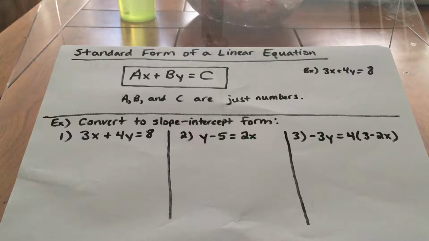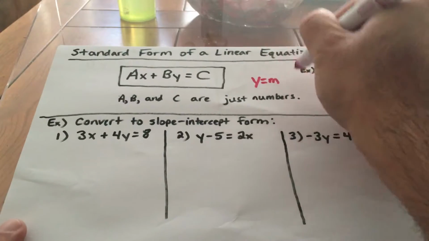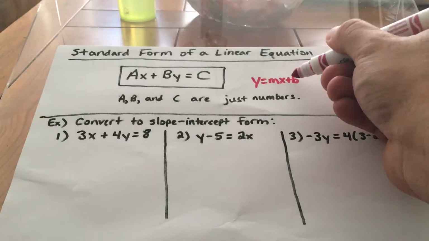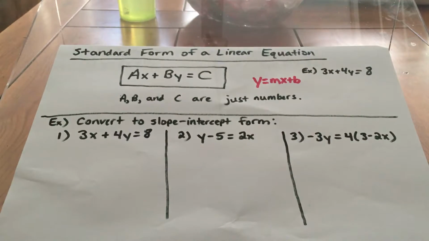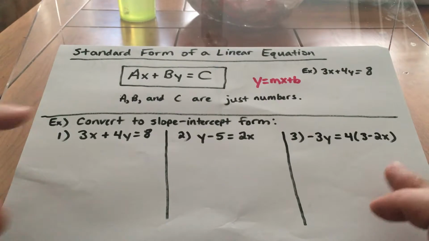Okay, so today we're talking about the standard form of a linear equation. If you recall from previous lessons, we've been looking at this form, y equals mx plus b. That form is called the slope-intercept form. But this form is not the only form of a linear equation that exists.